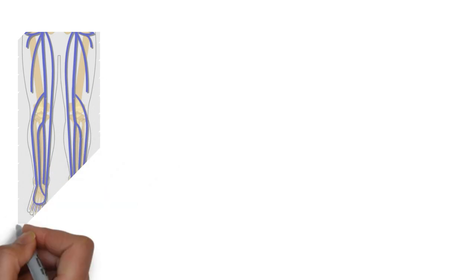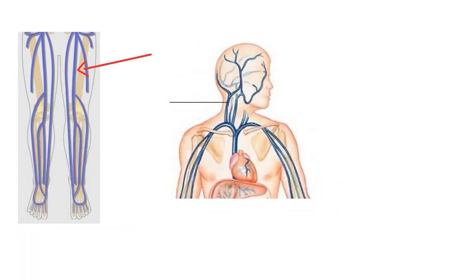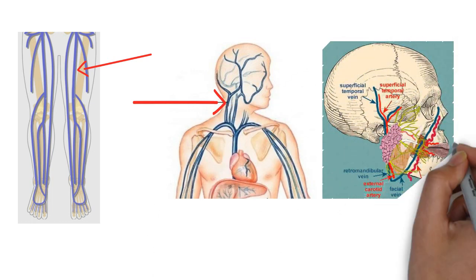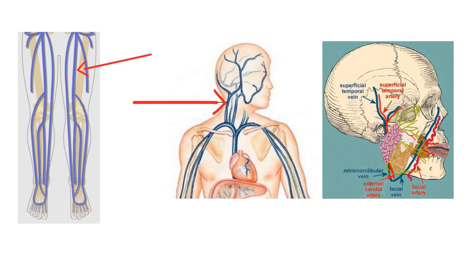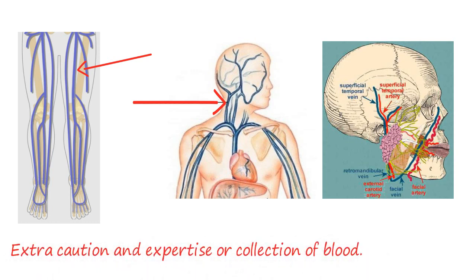Venous blood can also be collected from the femoral vein, jugular vein and scalp vein. But these are not common sites for venipuncture. These sites require extra caution and expertise for collection of blood.